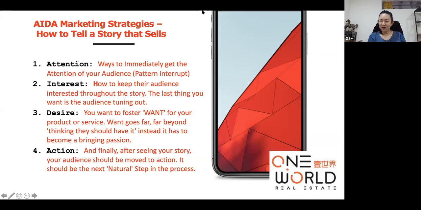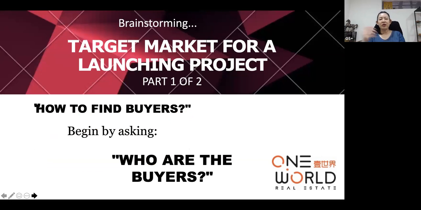Once you master this IDA strategy, and use these golden rules to tell stories, you will be able to sell every piece of your property and become a top salesperson. Not only limited to the 300,000 or 500,000, but 5 million, 10 million, 50 million, or even 100 million property. So this is the part where you link the IDA marketing together with the storytelling. All right, so, brainstorming session.